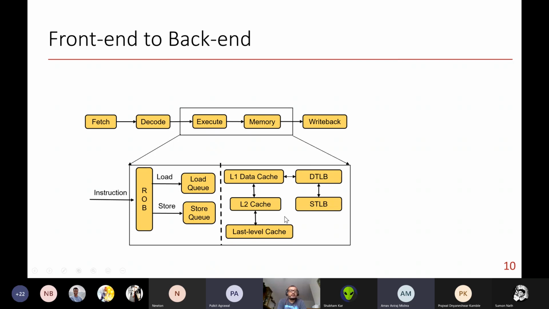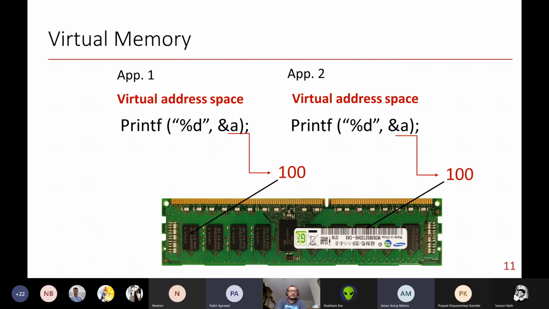Okay. So just a quick introduction to the notion of virtual memory, which provides an illusion that each process can access any address, and there are no address limitations. Basically, virtual memory was proposed to provide isolation, so that two different processes, even though they see the same address, are actually mapped to two different addresses in the actual DRAM.